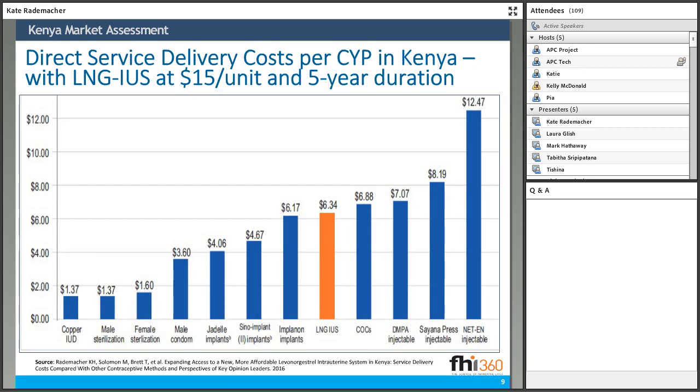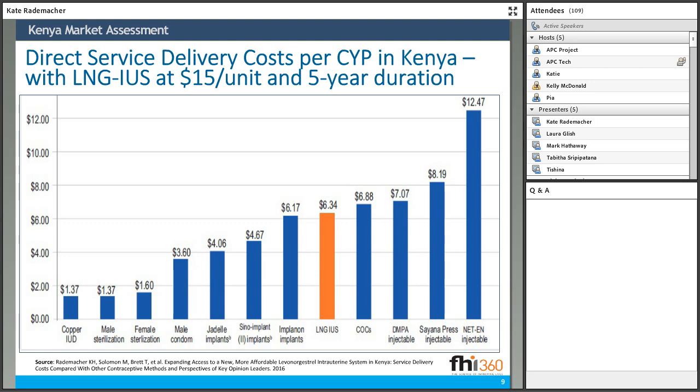In Kenya, as part of the market assessment, we also did a cost comparison of the different methods per CYP. CYP stands for couple years of protection, and it's a conversion factor that allows us to compare the estimated protection provided by different methods over 1 year of time. The costs included in this analysis include the commodity costs and the provider time and supplies for insertion, removal, or resupply over 1 year.